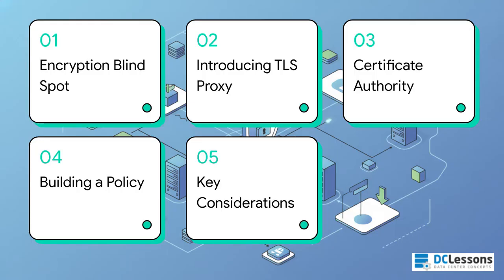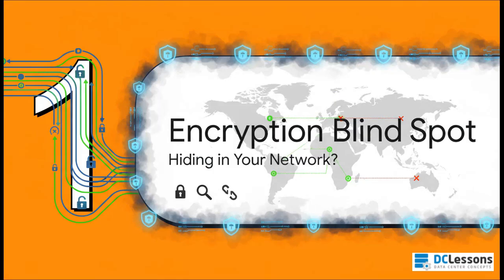So here's how we're going to break it all down. First, we'll talk about the fundamental problem this whole thing solves, what we call the encryption blind spot. Then we'll get into the nitty-gritty of the TLS proxy itself. After that, we'll walk through one of the most important decisions you'll have to make, choosing your certificate authority. From there, we'll build a decryption policy from the ground up. And finally, we'll wrap up with the key things you absolutely need to be aware of before you even think about deploying this. Okay, so let's jump right in.